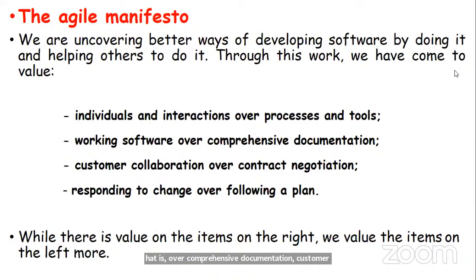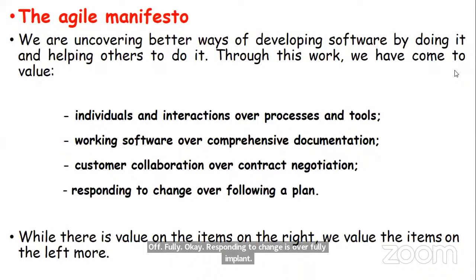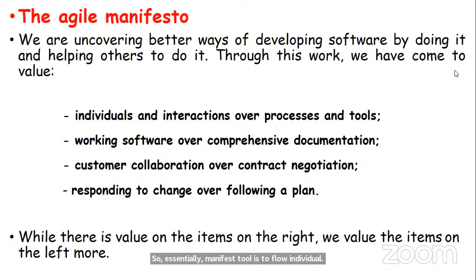So this is flooring programmers, individual programmers. They are more of contract. Once we just agree here, no more shifting ground. Now, you also want responding to change over following a plan. So essentially, the Agile Manifesto is to floor individual developers. It encourages groups of people. It encourages delivery of software promptly and effectively over some other tools.